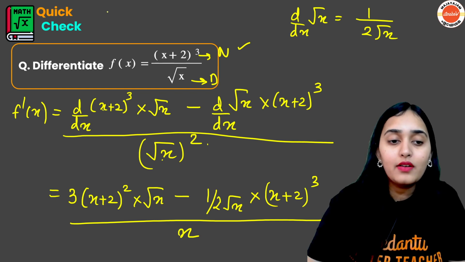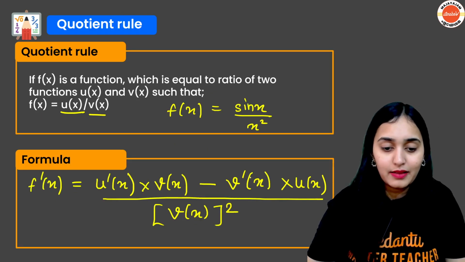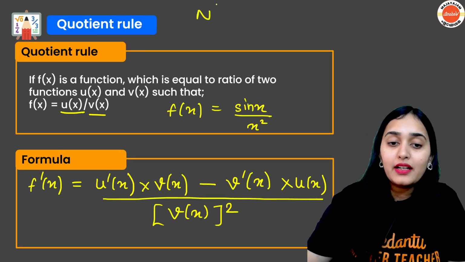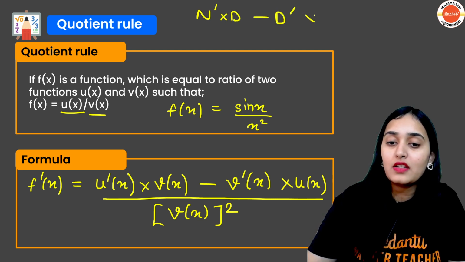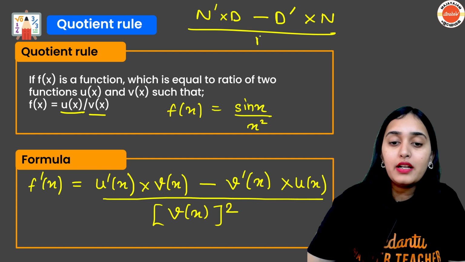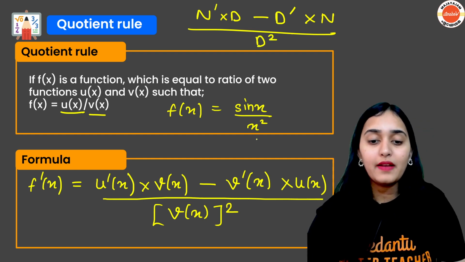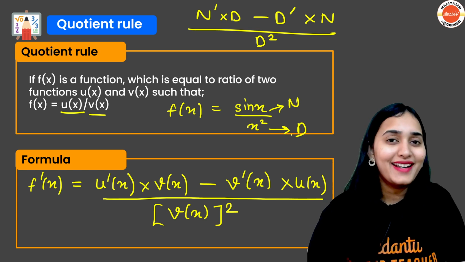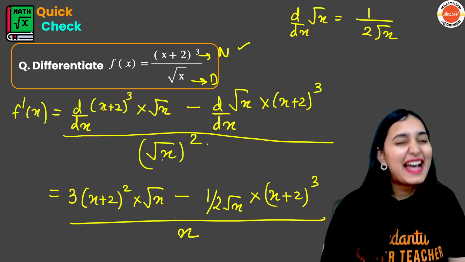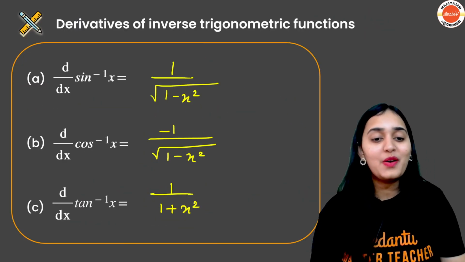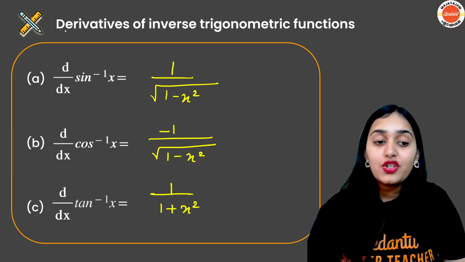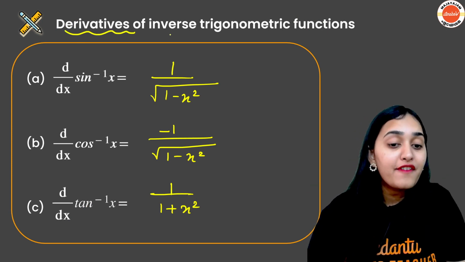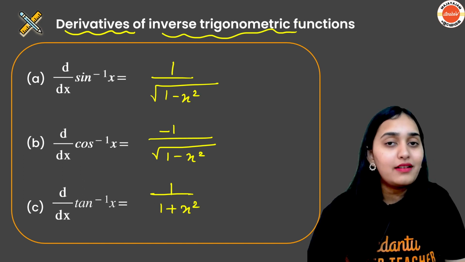Okay. Now again let me write it in simple words also. Numerator differentiation into denominator minus denominator differentiation into numerator upon denominator whole square. Okay. This is your numerator, this is your denominator. Understood quotient rule? It is highly used. You should know. Okay. Next, you should know the derivative formulas for inverse trigonometric functions.